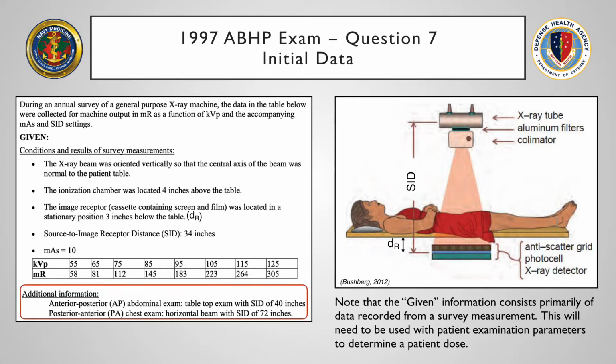Some additional information they provide is the source to image distance for 2 diagnostic imaging exams that were done on various patients. So you're going to have to keep those in mind because they're not provided in the problem. You actually have to come back and reference it when you reference the radiation exposure rates that were recorded during this survey.